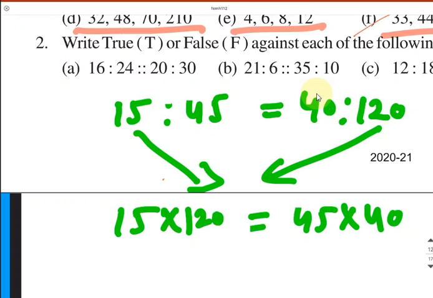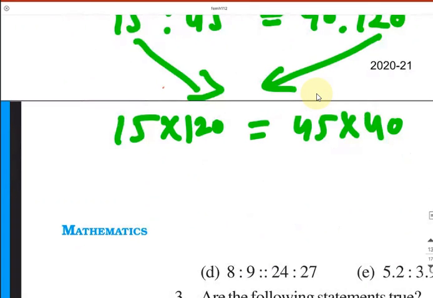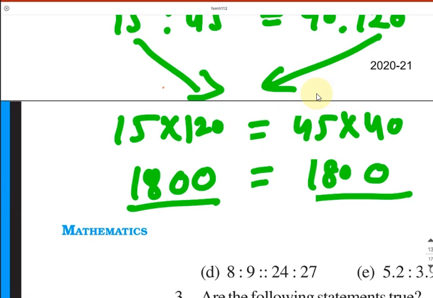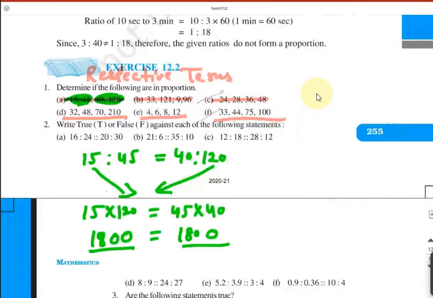After that, calculate them. 15 ones are 15, 0 0, 15 twos are 30, 3 carry, 15 ones are 15 and 3 is 18, 1800. That side also 45 into 40: 45 0 0, 45 fours are 180. So we get 1800, 1800 on both sides. As both parts are equal, we can say our A part is in what? They are in proportion.